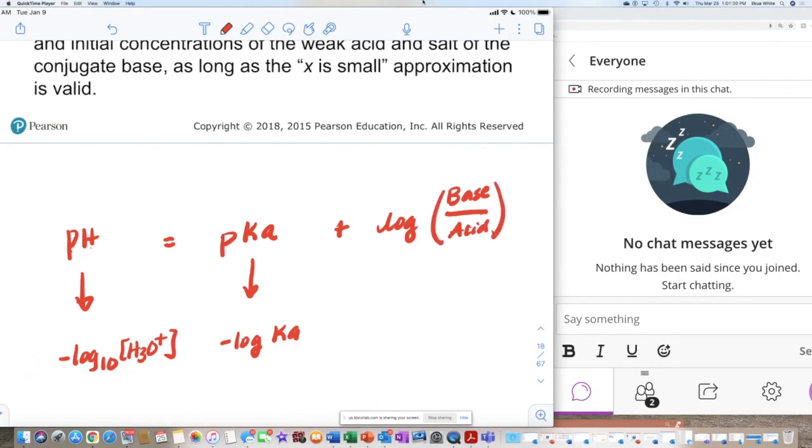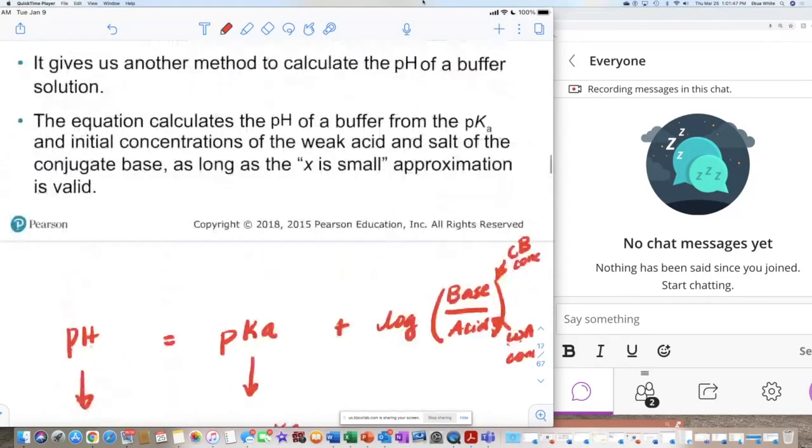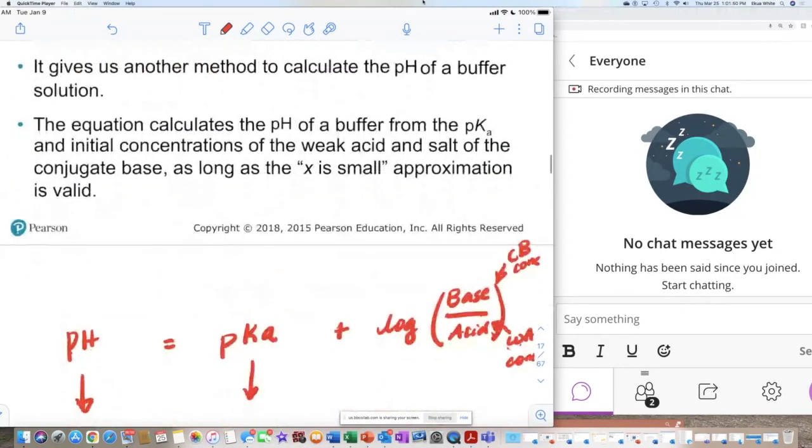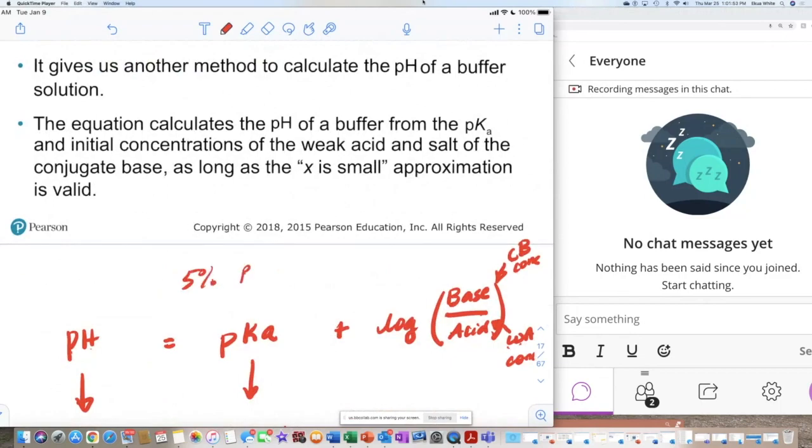Okay? And so the base will usually be the conjugate base in the balanced equilibrium equation. Then the acid will be the weak acid. So find your weak acid. Here, these are the concentrations: the conjugate base concentration, the weak acid concentration. You plug them in here, divide them, take the log, and the negative log base 10 of the Ka, negative log base 10 of the H3O+. Plug them in here and solve for whatever they need. Okay? Remember, you can only use this if the 5% rule passes.